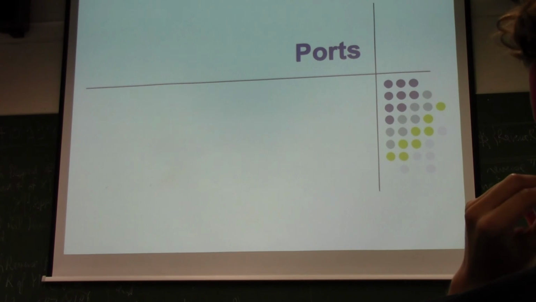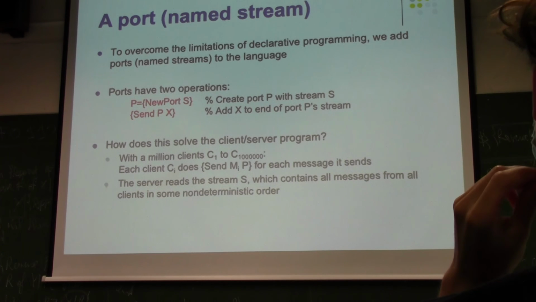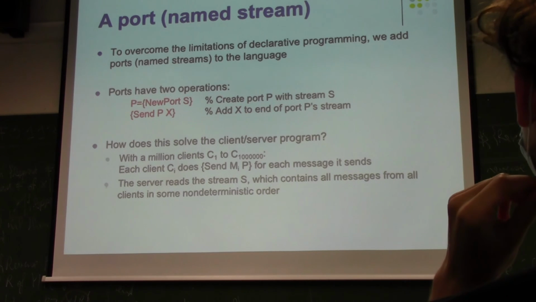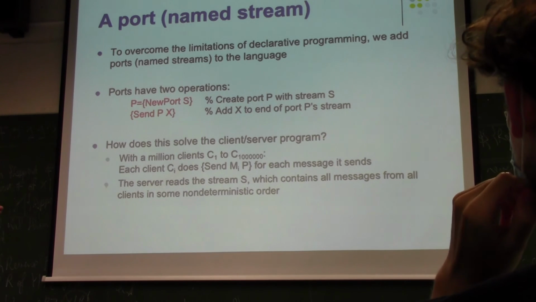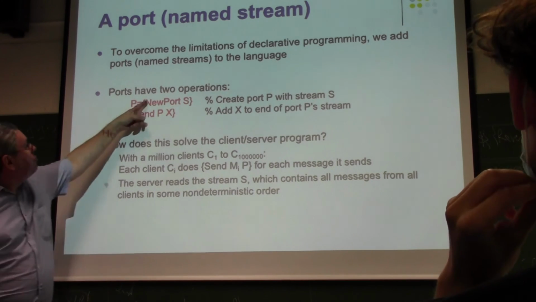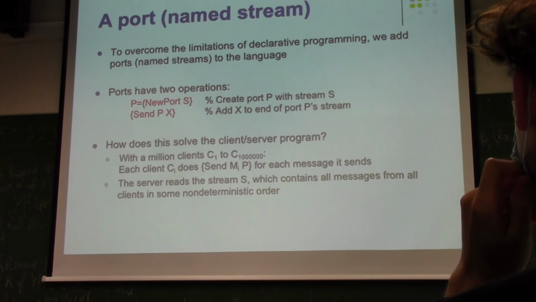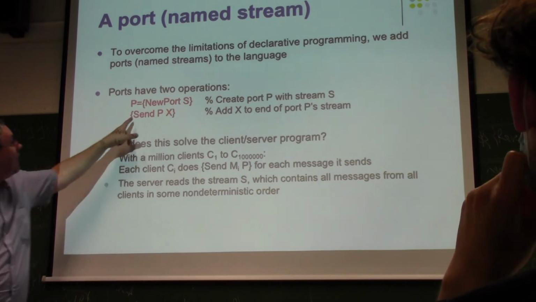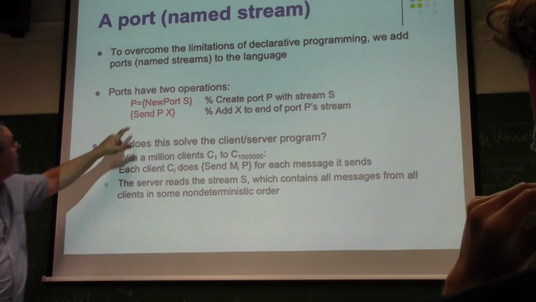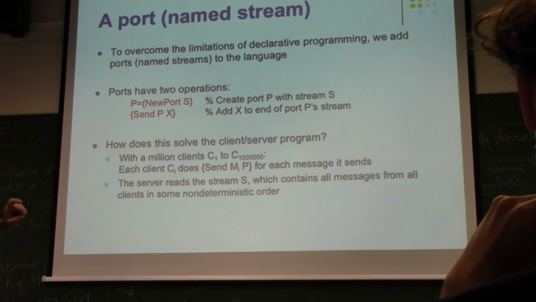So this is the communication channel. You can actually see them as named streams. So remember in the language we have stream, which is a list with an unbound end. And there's two operations, new port and send. It's the same like for the cell. You have new cell and exchange. Here you have new port and send. So you create a port with the stream S, and you add X to the end of the stream.